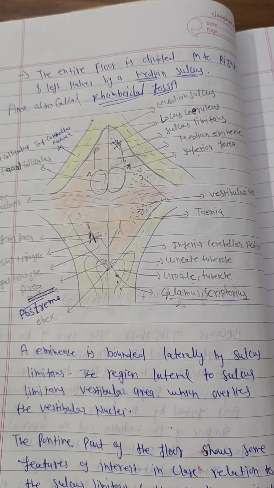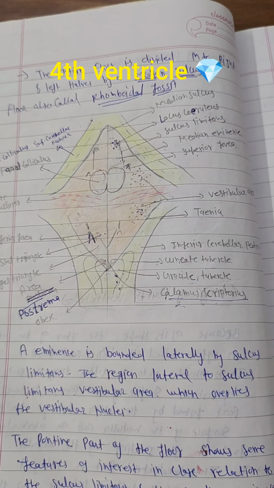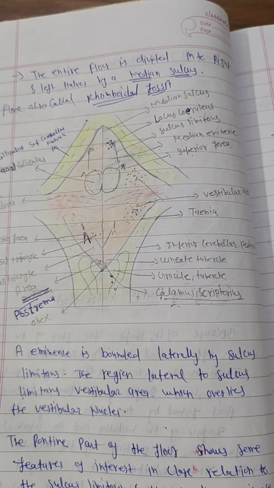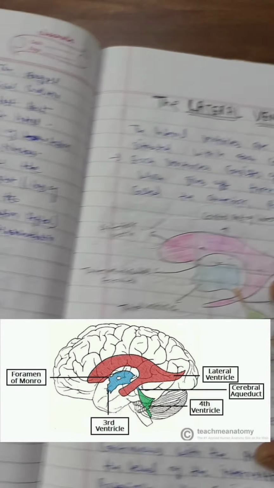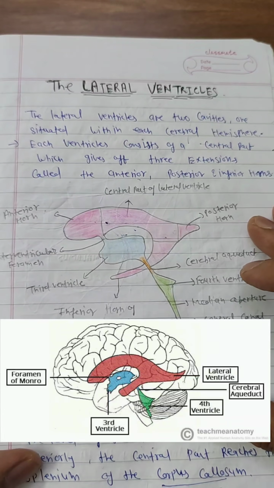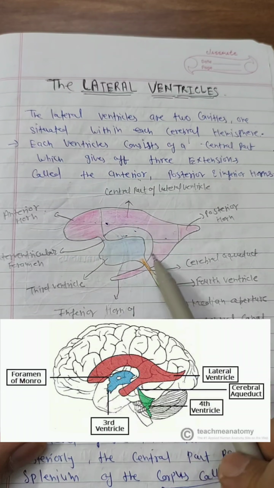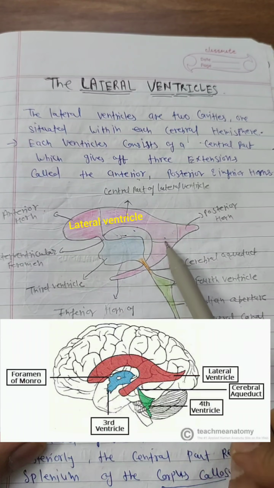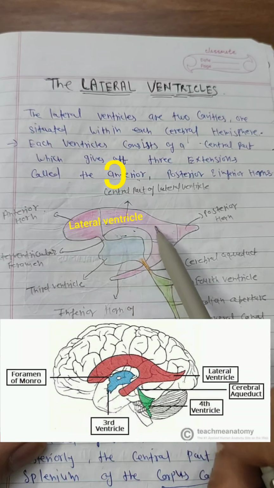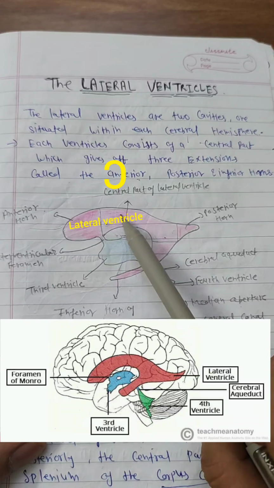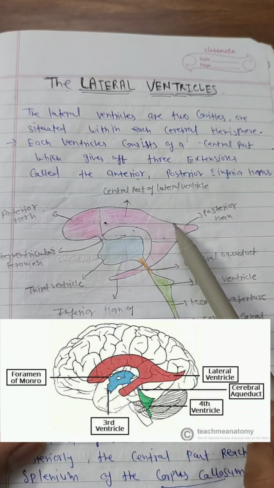Hello everyone, so today we'll discuss the fourth ventricle. Before going to the fourth ventricle, we'll take a look at all the ventricles in the brain. Here in this diagram, you can see this C-shaped structure in pink color, this whole structure is the lateral ventricle.